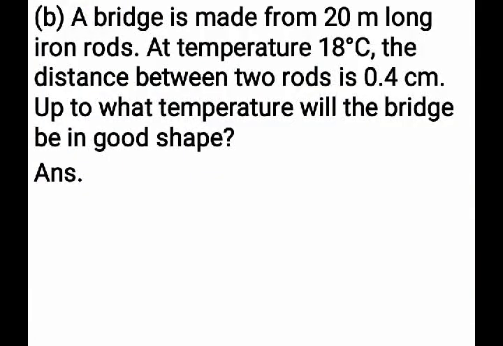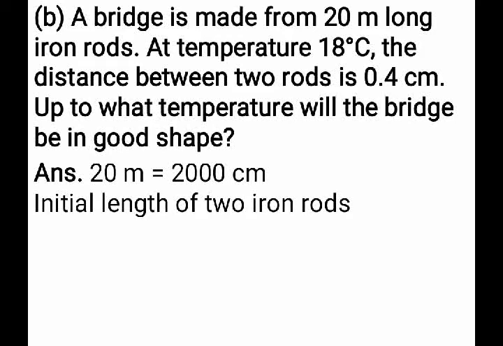You have to understand the first sentence of this sum. A bridge is made from 20-meter long iron rods. That means the initial length of two iron rods is given, 20 meter. You have to convert meter to centimeter. So the first statement you have to write: 20 meter is equal to 2000 centimeter. 1 meter is equal to 100 centimeter. If you multiply 20 into 100, you will get the answer 2000 centimeter. So this will be the initial length of two iron rods. Initial length of two iron rods is equal to 2000 centimeter.